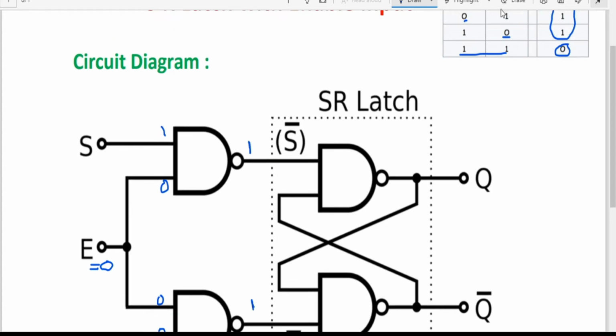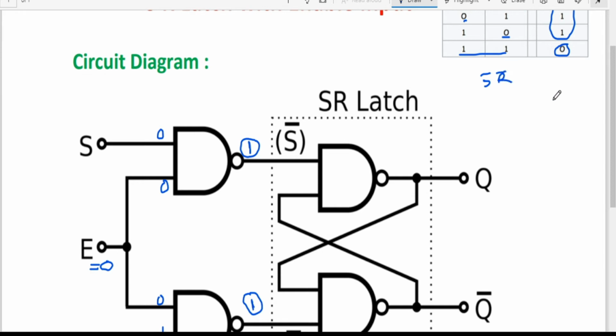Once again I change the input of S and R. Now I make S as 0 and R as 1. Still the output of this NAND gate is 1 only. When we give this high input to this S bar and R bar latch, what does it say? Let me draw the truth table of this S bar and R bar latch.